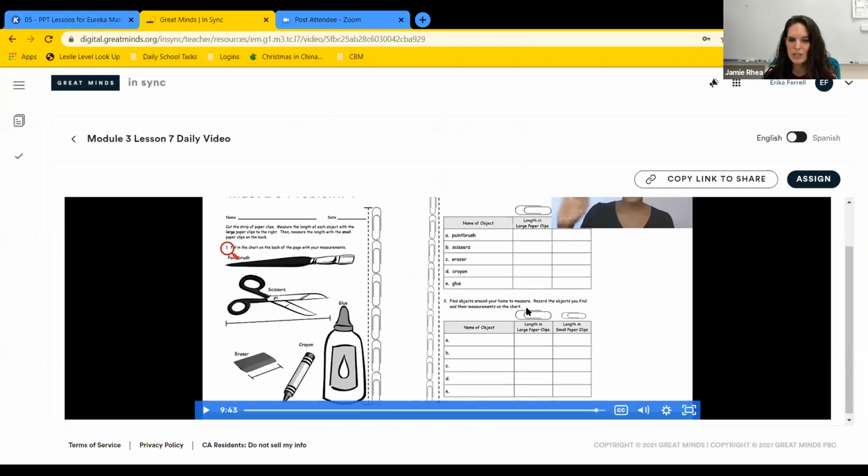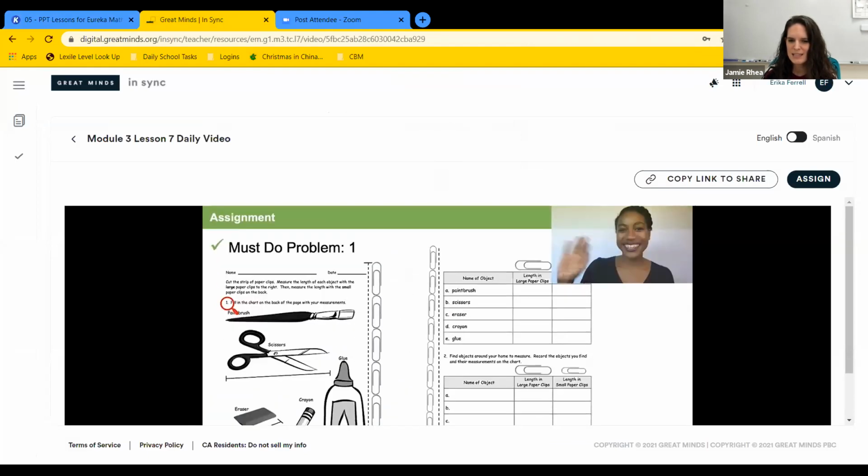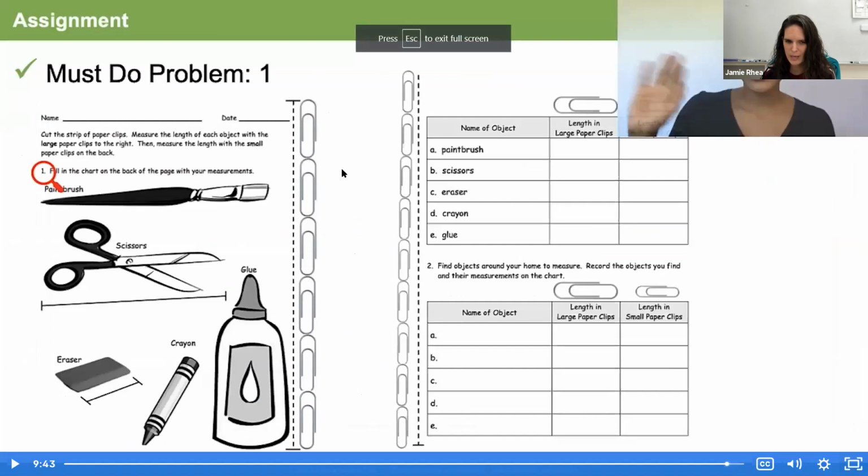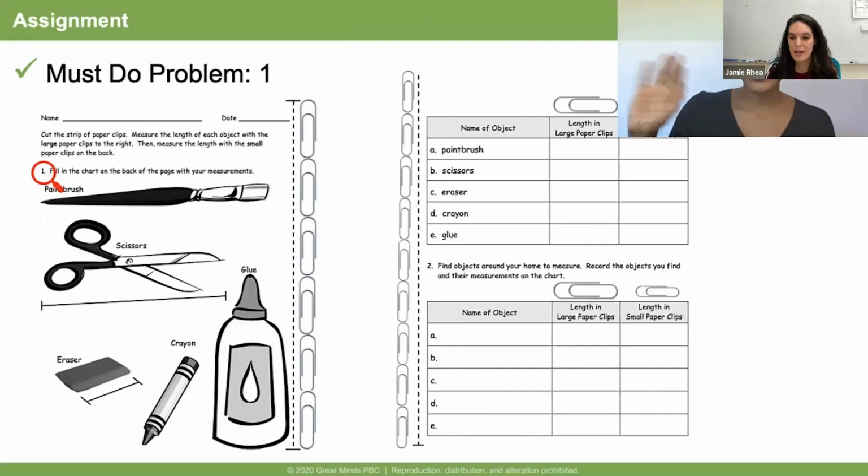All right, so if you look at your problem set today, it is the homework, okay? Now, it tells you to cut out the paper clips. Again, if you have access, you can print it out and cut it out. That's okay. If you don't have access, 6 lines on a piece of paper is what a large one is. 3 lines on a piece of paper is what the small one is. You can cut out a bunch of different ones of those and use those to measure, okay?